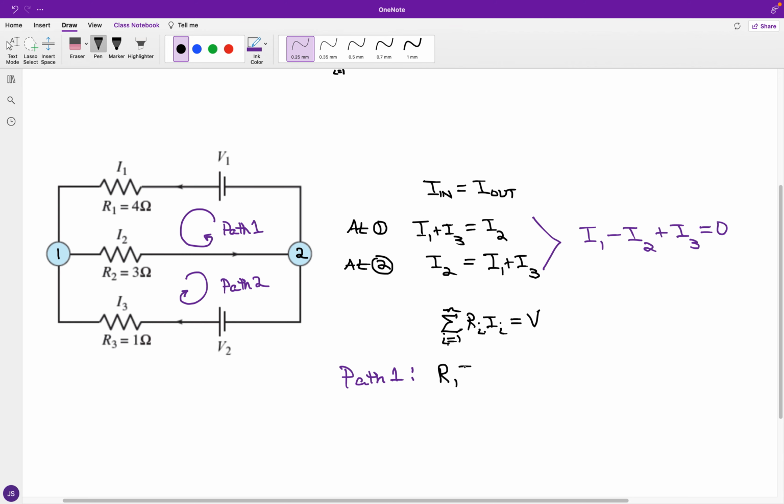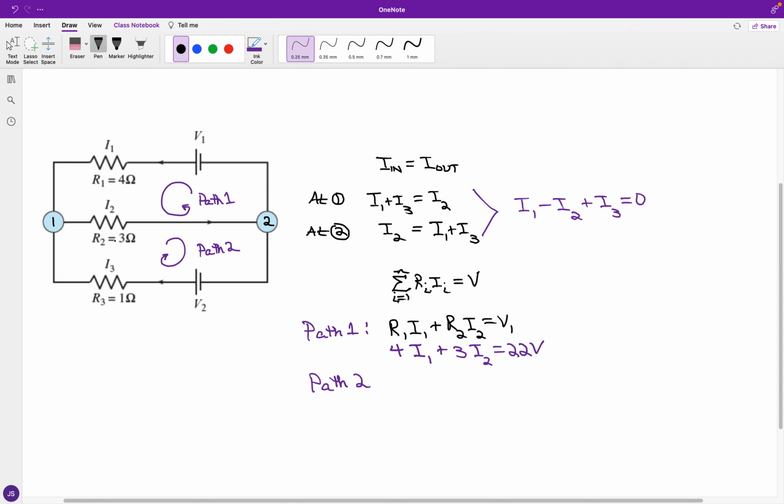And for the case of path 2, you've got R2, I2, R3, I3 involved.